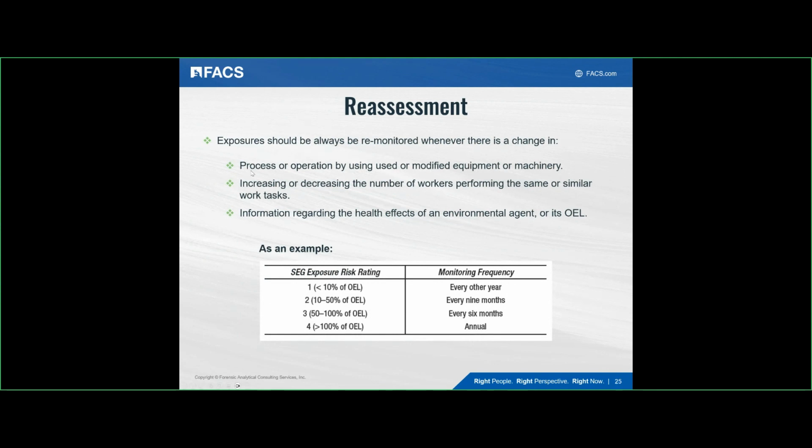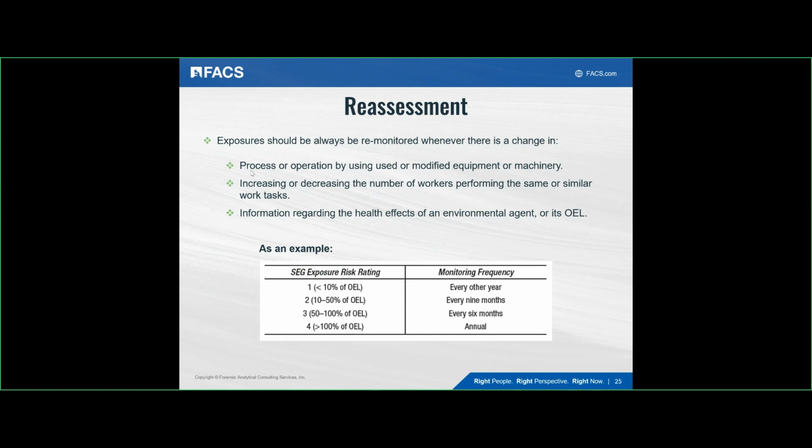So exposure should always be remonitored whenever there is a change in things like the process or operation that are used, or maybe there have been modifications made to equipment or machinery. Oftentimes there may be big increases or decreases in the number of workers performing the same or similar work tasks. And if information regarding the health effects of an environmental agent or its exposure limit changes.